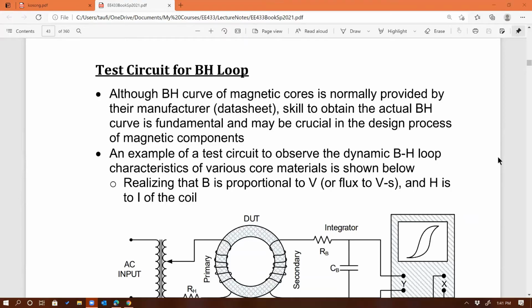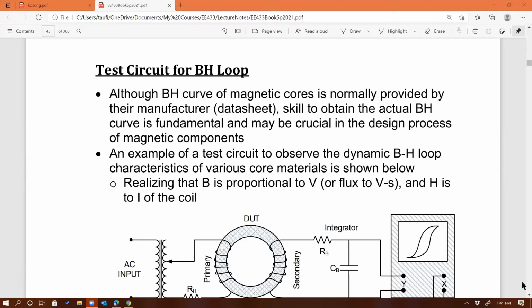So we're going to start with this circuit right here. Last time we discussed the BH curve, right? Also including the hysteresis loop. And typically this hysteresis loop is given by the manufacturers of a magnetic core.